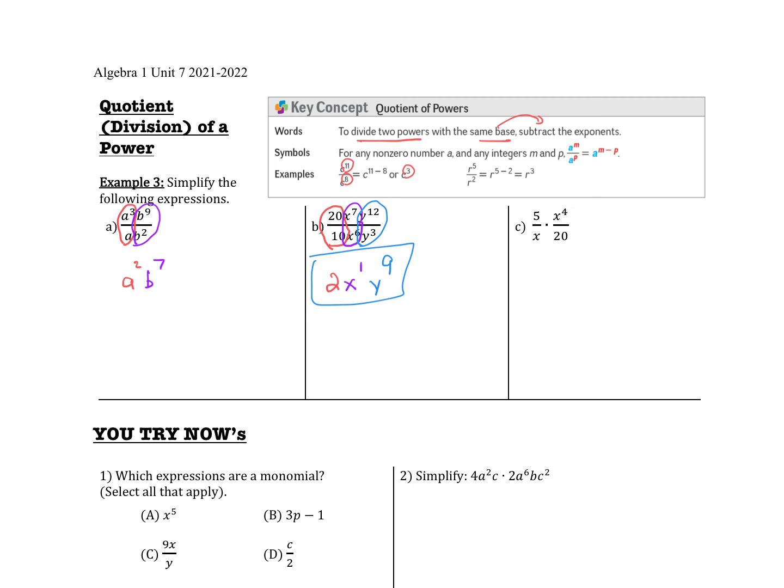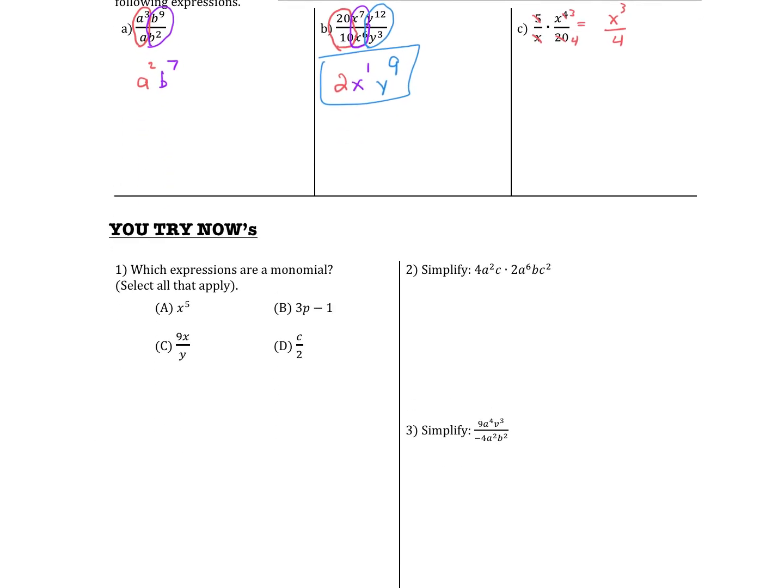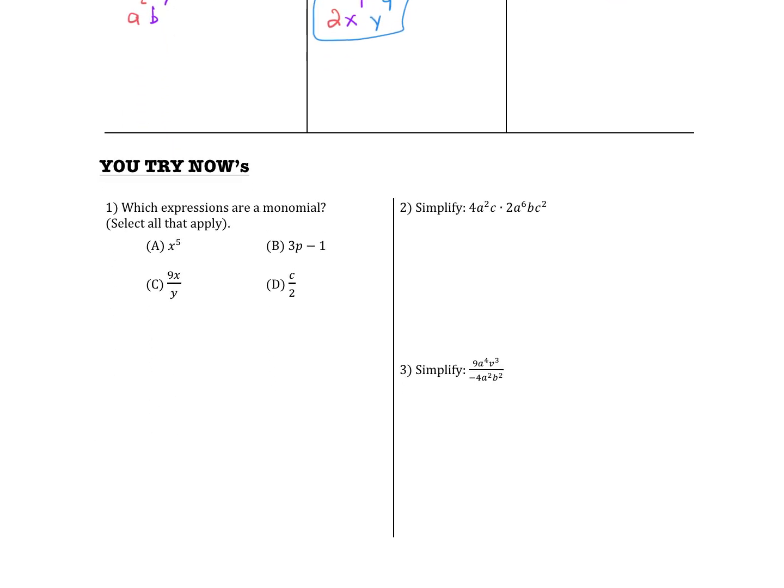All right, so we can simplify here first. If you're going to multiply, we can cross cancel. So I can cancel and cancel. So then I've got x cubed over 4. Now we're done. All right, go ahead and pause the video here so you can do the Utries and then check your answers when you're done.